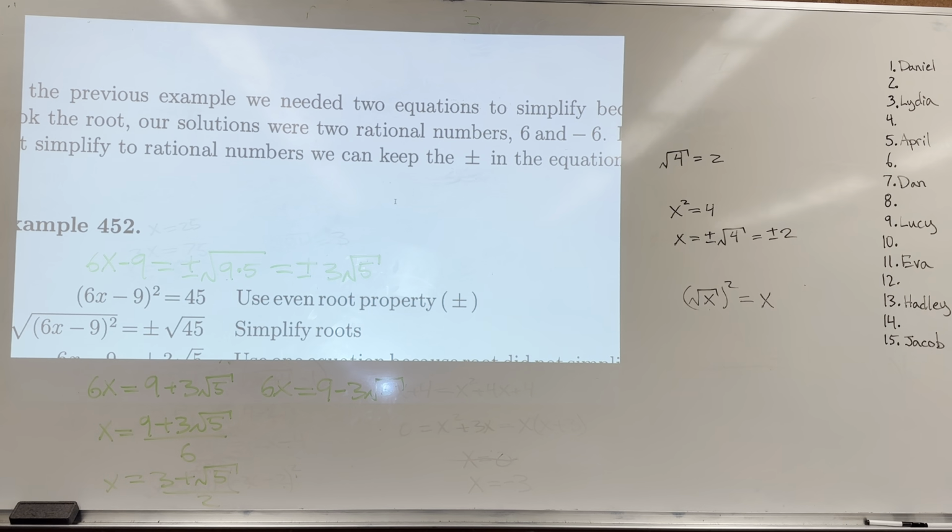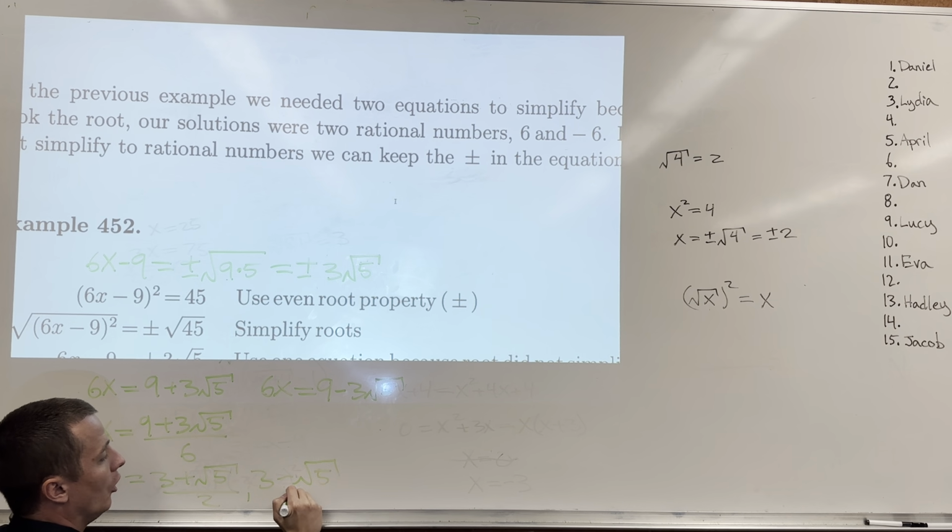That's 1x. And then our other x is the exact same thing. It's just instead of positive here, it was negative. So our other answer is 3 minus the square root of 5 over 2.